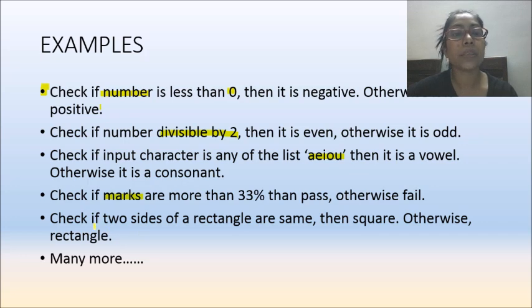One more example is here. I'm going to read two sides of a rectangular shape. If these two sides are the same, then you will display that it is a square. Otherwise, you will display that it is a rectangle. So let me take you to the code window, and on that window we are going to perform all these practically.